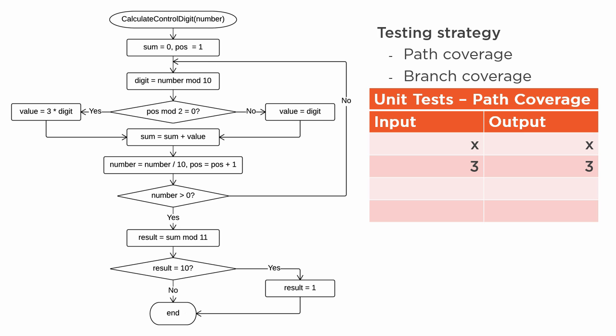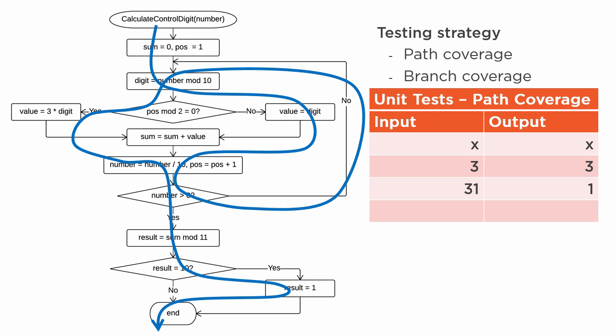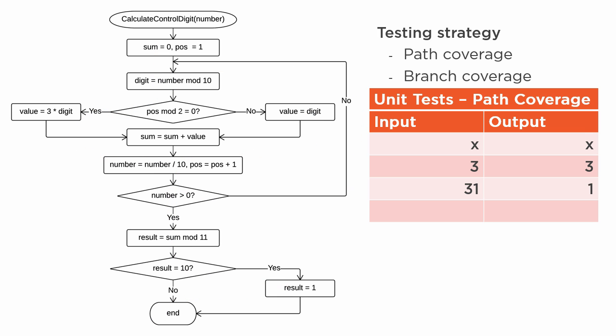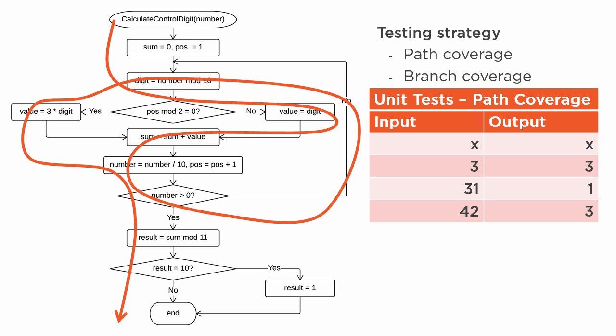The next path we need to cover is the one for a 2-digit number which yields 10 after the modulo operation. Number 31 walks this path and it produces control digit 1. The last, fourth path is traversed for a 2-digit number which yields modulo 11 different from 10. For example, number 42 covers this path.